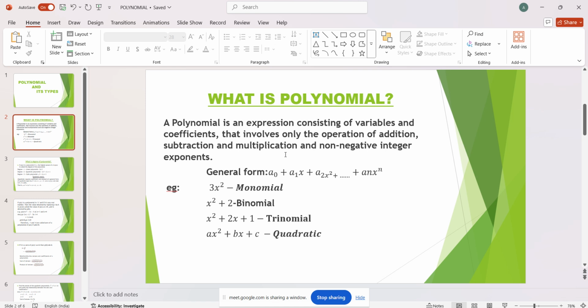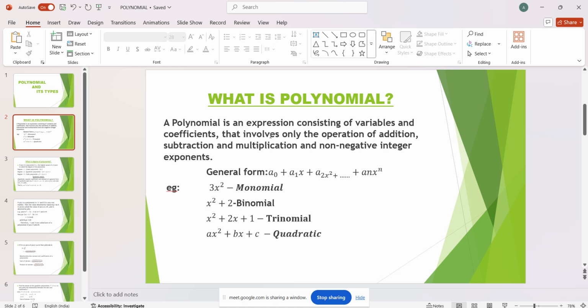The general form of a polynomial is a0 plus a1x plus a2x square plus etc. plus an xn. Then a0, a1, a2, etc. up to an are the coefficients, that is, real numbers. Then x, x square, x cube, like that, are the variables. Together, the general form is a0 plus a1x plus a2x square plus etc. plus an xn, and this is the polynomial.